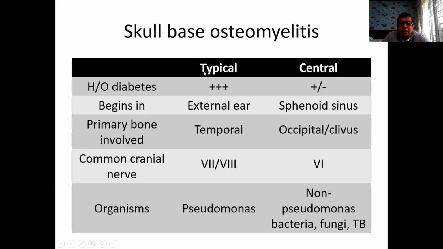To differentiate between the typical and the central skull base osteomyelitis, diabetes is more common in typical skull base osteomyelitis. It starts in the external ear, but here it starts near the sphenoid sinus. The primary bone involved in typical is the temporal bone, while in central skull base osteomyelitis it is the clivus. The cranial nerves involved in typical are 7th and 8th, whereas the 6th is commonest in central. And the organism may not be Pseudomonas in central skull base osteomyelitis. Sometimes fungi and TB can also cause this disease.